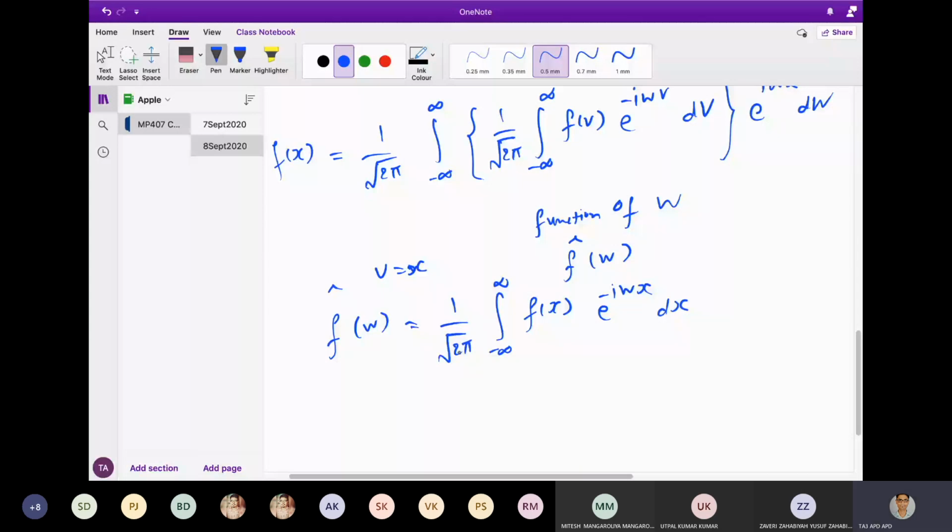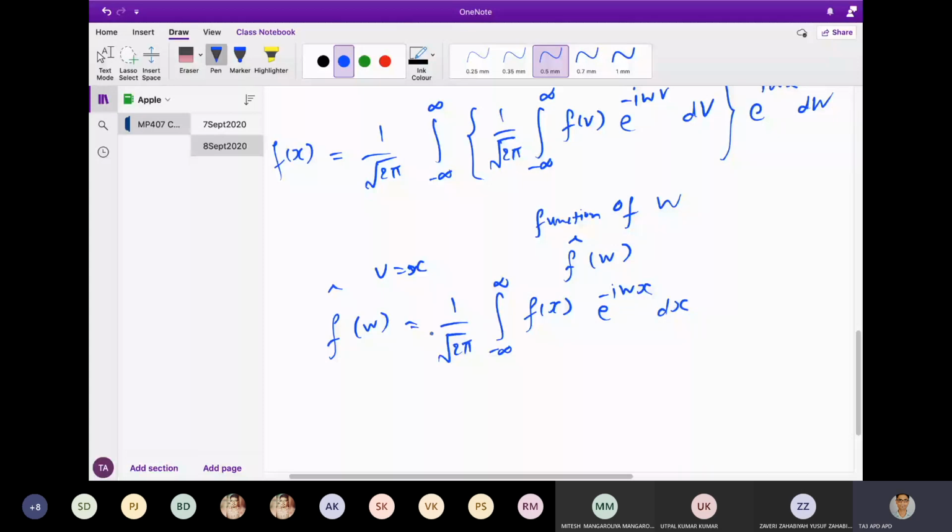So if you have any function f of x, and if you want to find the Fourier transform, then you simply multiply it by e to the power minus i wx, and you integrate it from minus infinity to infinity with respect to x.